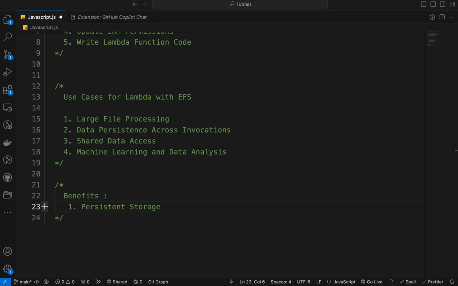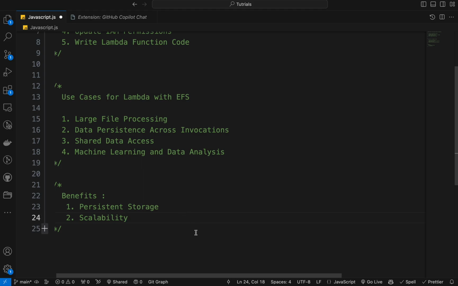Also, it's great in terms of scalability. EFS automatically scales both in terms of storage capacity and throughput to meet the needs of the Lambda functions accessing it. Number three, we have low latency. EFS provides low latency access to files, which is crucial for performance sensitive applications.